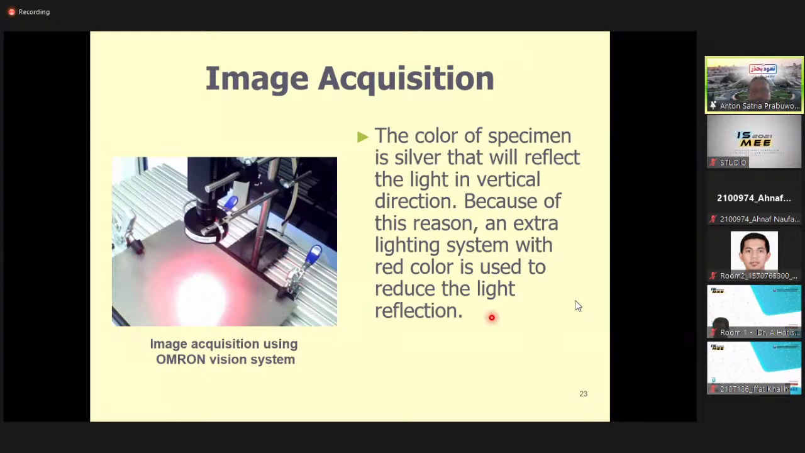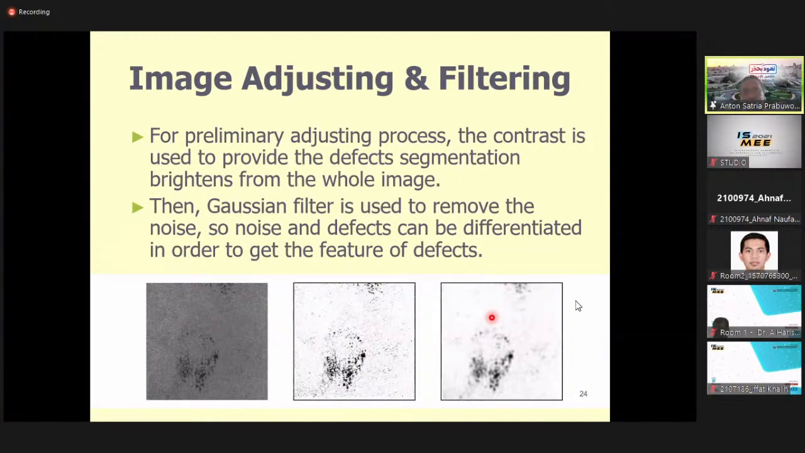And then the next step is image enhancement. We apply filtering here with the Gaussian filter. In this figure, the left side is the original figure, and after we apply the Gaussian filter, we remove some unnecessary noise in this part, and then after that we got the final picture, focusing only on a certain region.